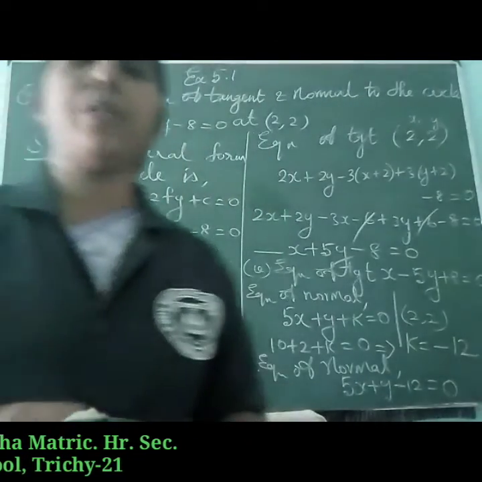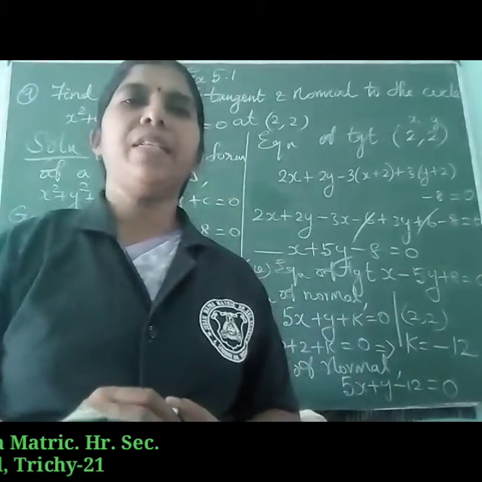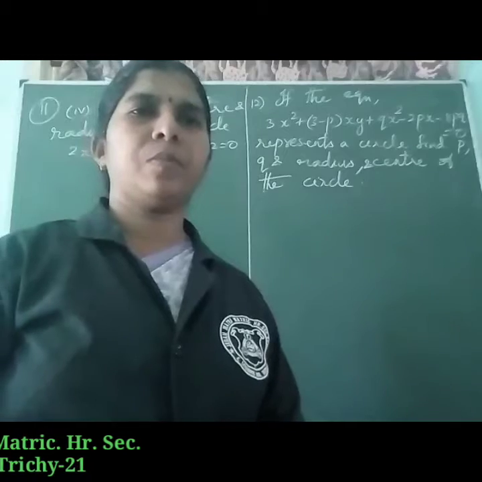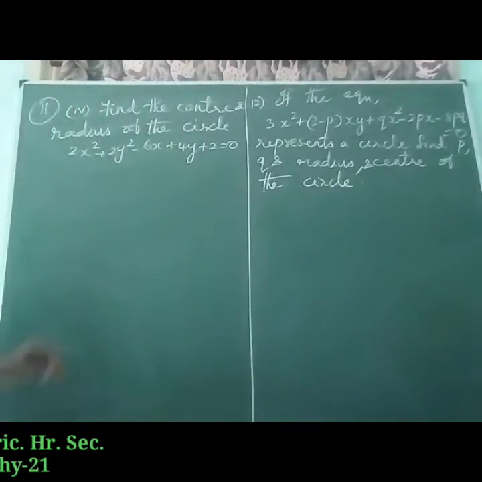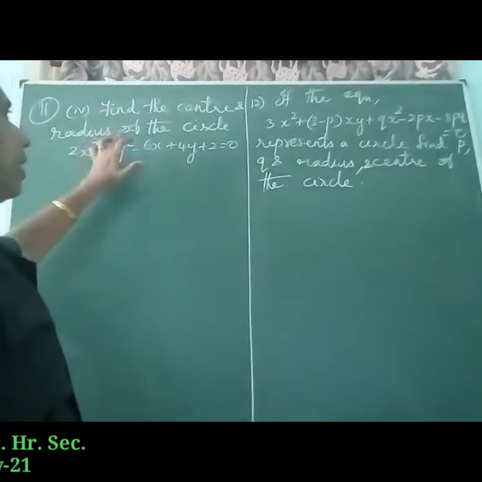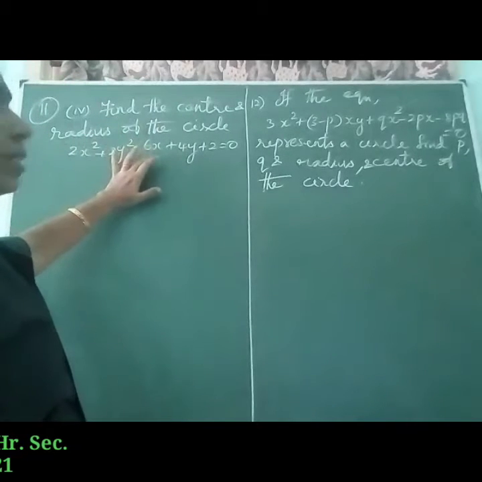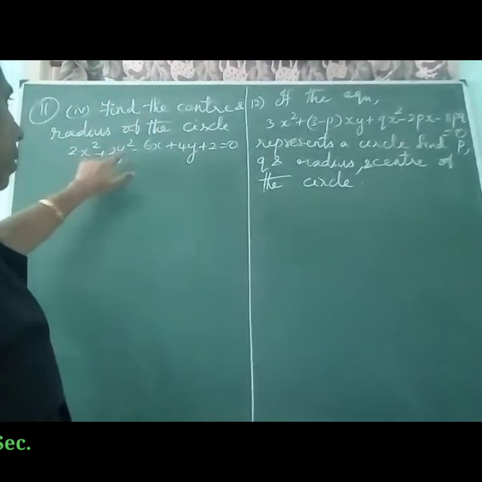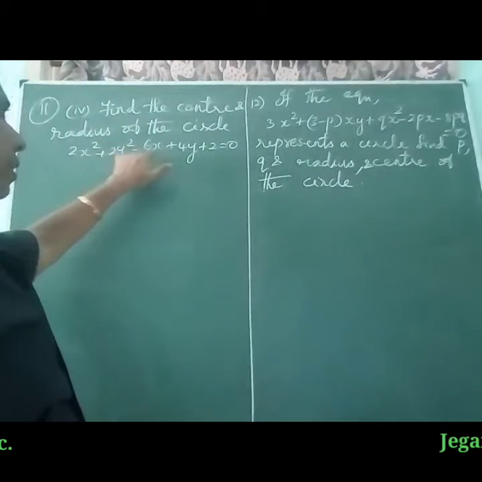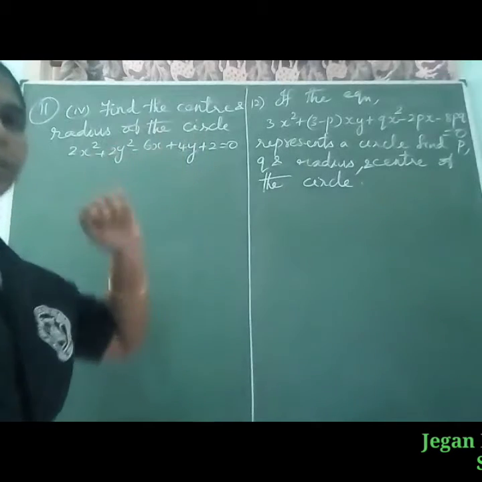Likewise, you can find out the equation of tangent and normal. Now let us solve the next question. Here we have to identify the center and radius from the given equation. Find the center and radius of the circle 2x square plus 2y square minus 6x plus 4y plus 2 equal to 0.